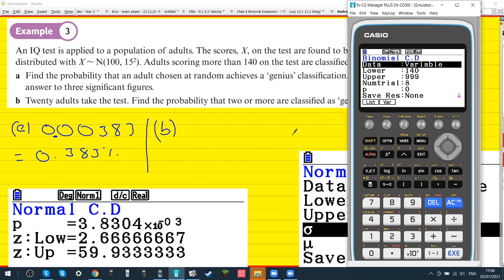So what are we doing for this one? They said 2 or more. Does that mean that lower is 2, upper is 999? Oh no, upper is 20. Upper's 20. Yeah. And then do I just press enter again? No. Number of trials? That's like n.